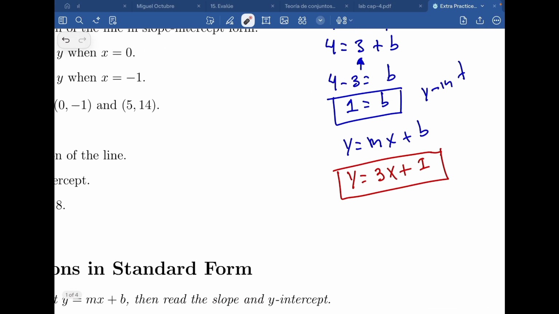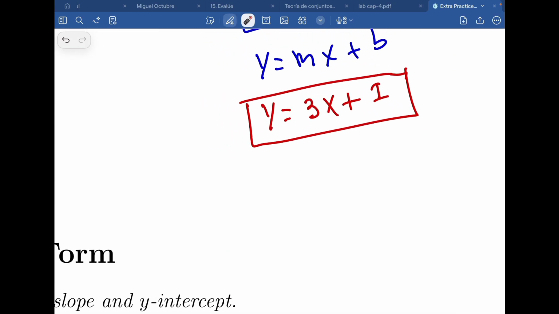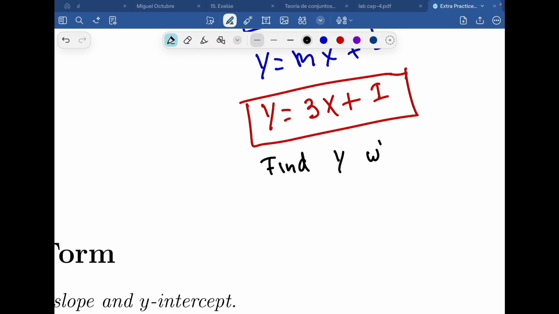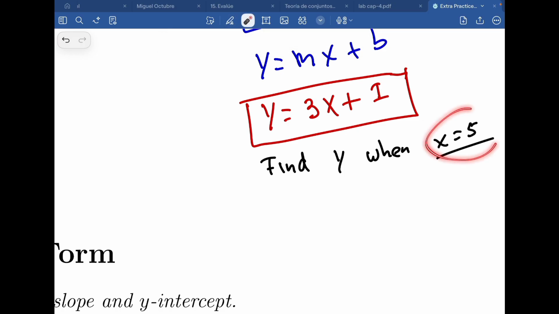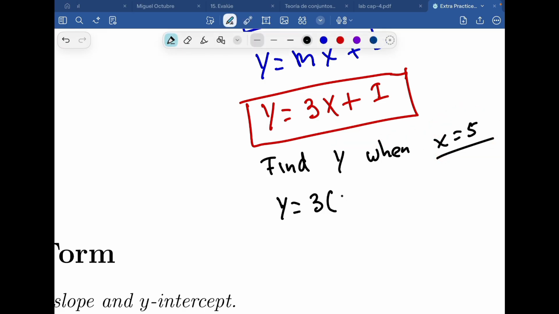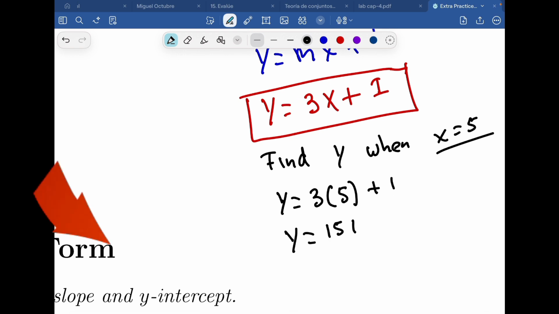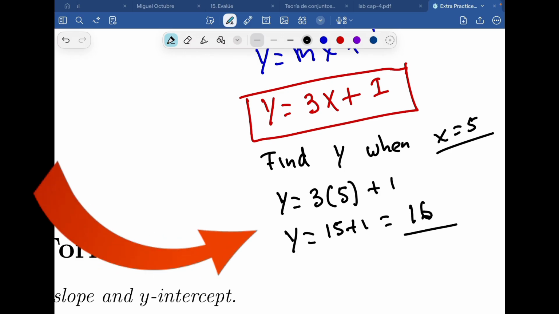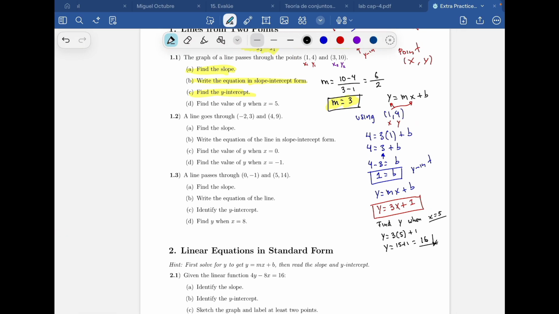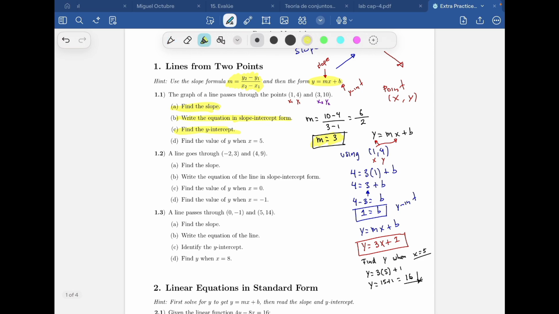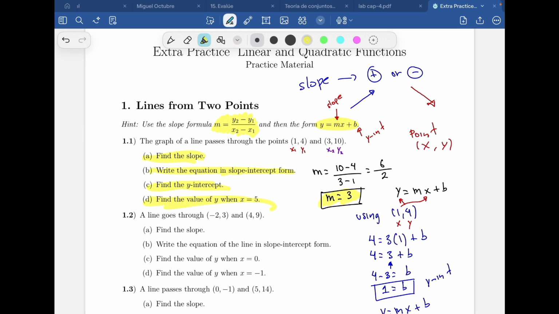So basically, if we have this equation, it's telling you to find y when x is 5. So we need to substitute x equals 5 here. So y is going to be 3 times 5 plus 1. So y is 15 plus 1, and this is 16. And that's it. So this is the worked solution of problem number 1.1.